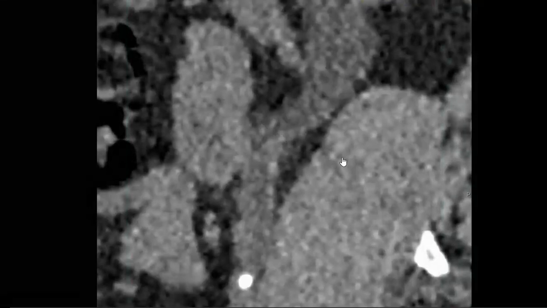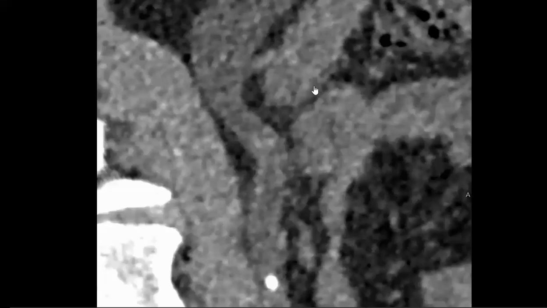We can do some quite funky things with CT. Here is a 3D reformat. You can see the ureter here, and you can see the obstructing stone within the mid-ureter. And we can go all the way around it, just twist it around. Renal pelvis up here is dilated.